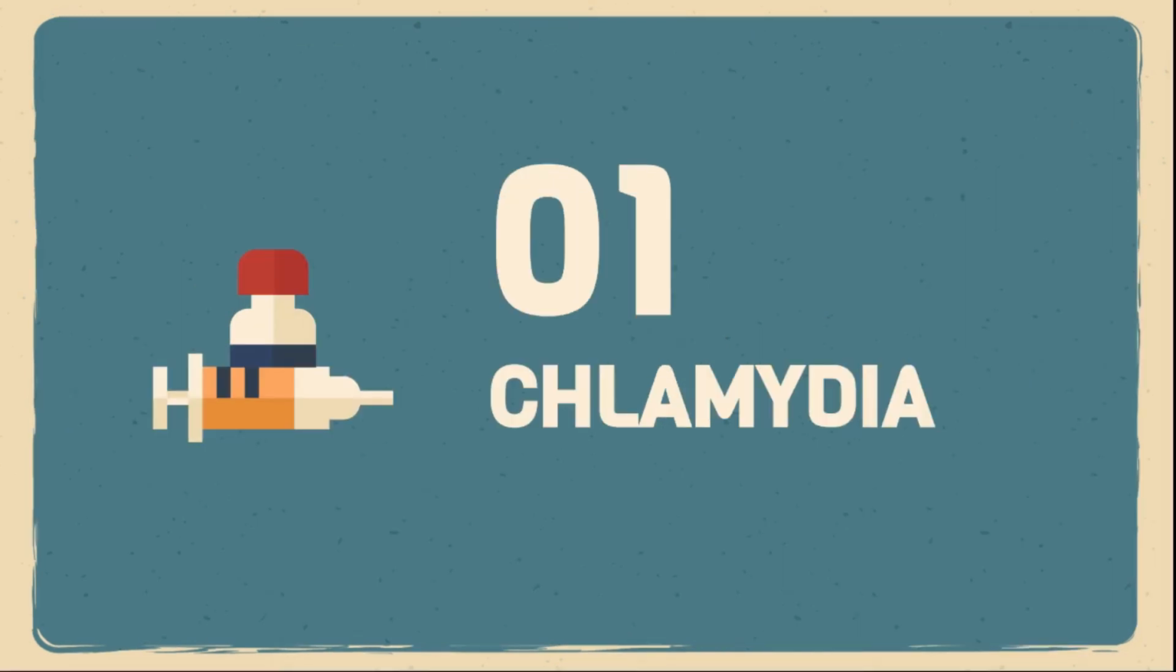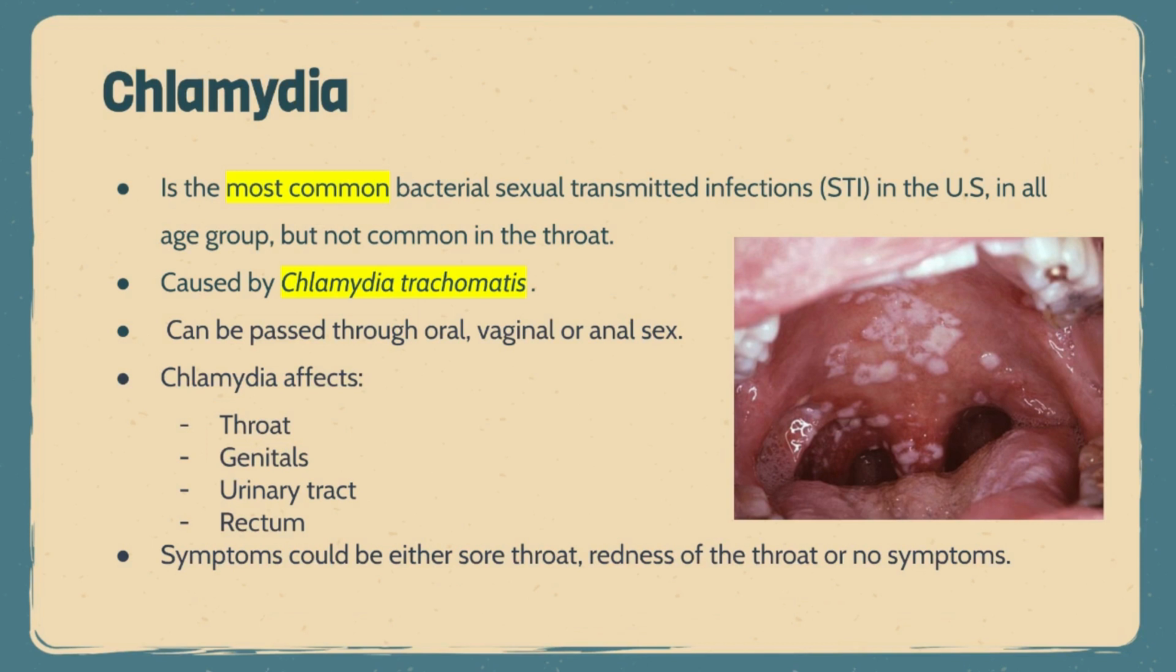The first STD that we are going to discuss is Chlamydia. Chlamydia is one of the most common bacterial sexually transmitted infections in the US. It can occur among all age groups, and it is caused by Chlamydia trachomatis. So a person can get chlamydia when their mucous membranes, such as the throat, the genitals, the urinary tract, and the rectum, come in contact with chlamydia bacteria. The bacteria will enter the mucous membrane and multiply there.